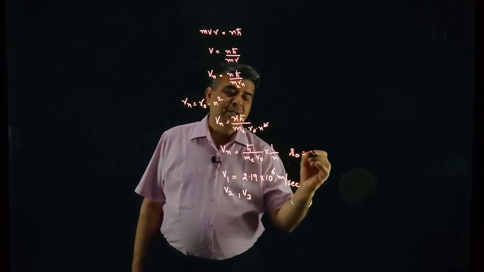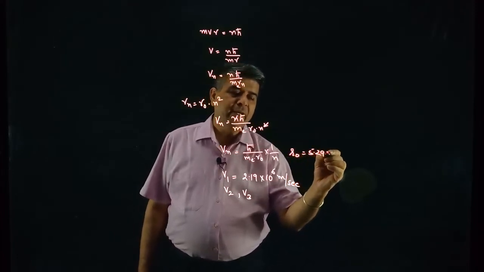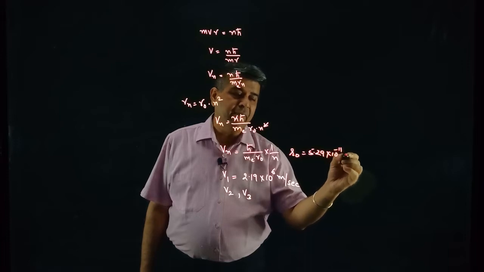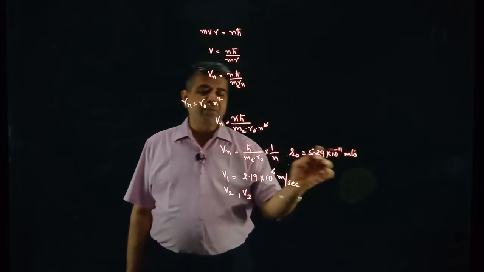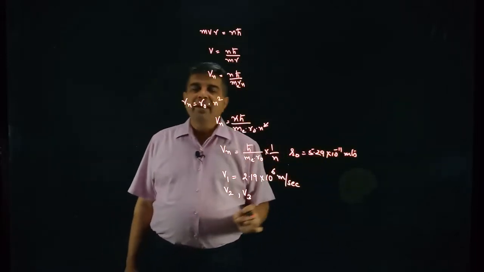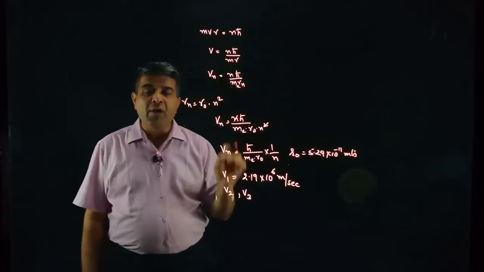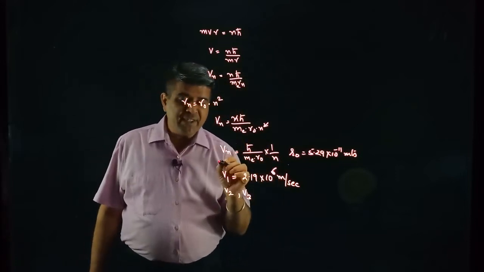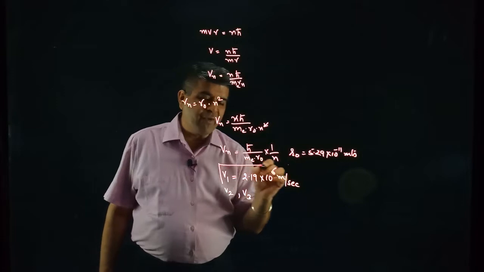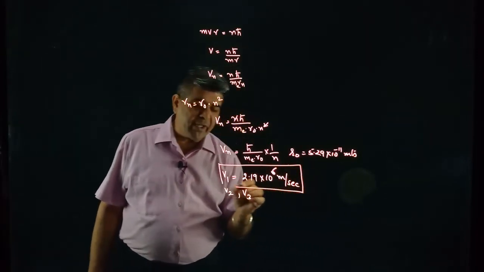R0 is 5.29 into 10 raised to power minus 11 meters, and substituting the value of R0, and n is the orbital number, which is always an integer value. So now this is an important value because we would be using this value in numericals.